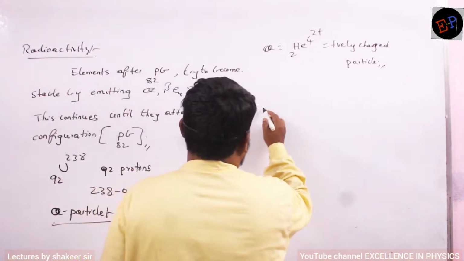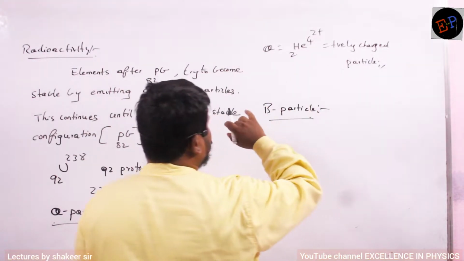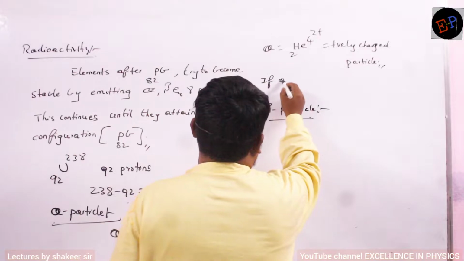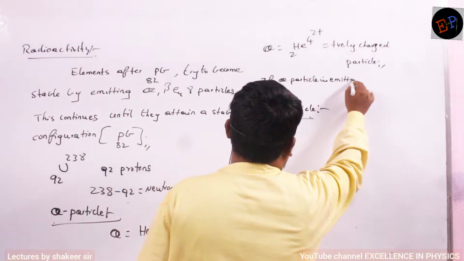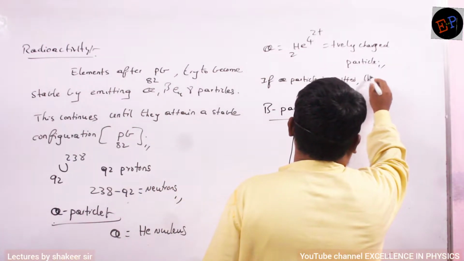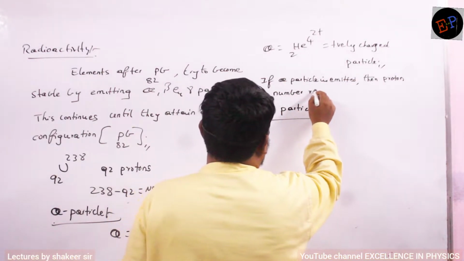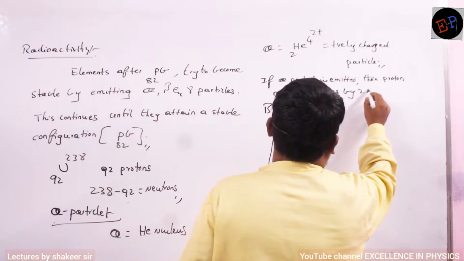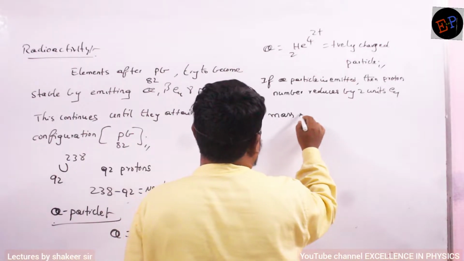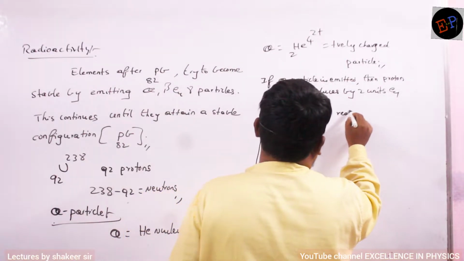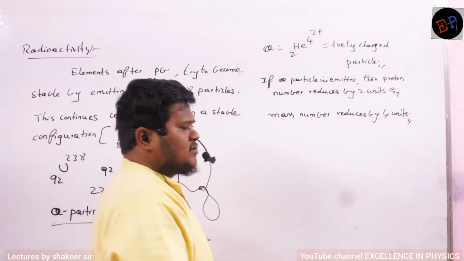Then we will study about the beta particle. And one more property of the alpha particle is, if an alpha particle is emitted, then the proton number reduces by 2 units and the mass number reduces by 4 units. So this is one point which you should remember.